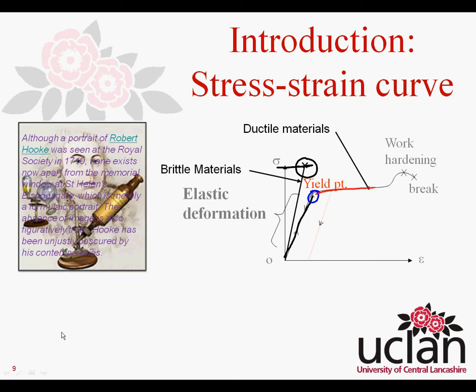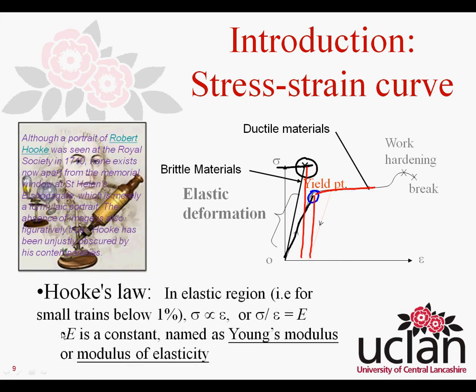Both brittle and ductile materials, in this beginning portion of the graph therefore, here and up to here, behave in what we call a linear elastic manner. So, and we say in the elastic region, for small strains, usually below 1%, and for testing purposes we use 0.1% for conservative reasons, that the stress is proportional to the strain, and the slope of the graph, stress divided by strain, is equal to the elastic modulus.